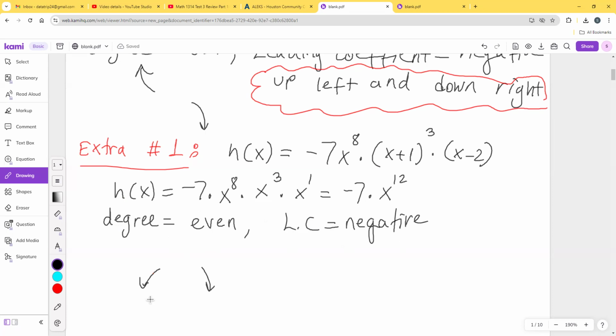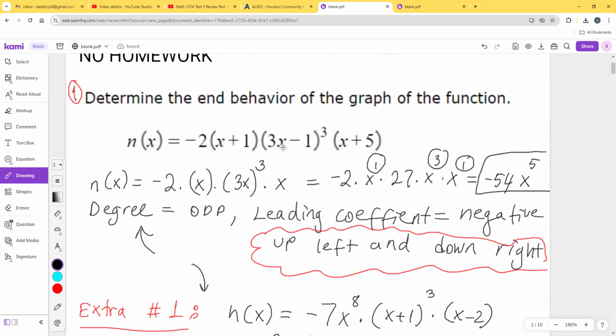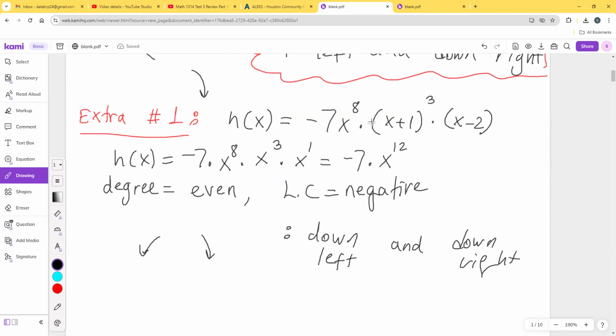Down, down. So if this shows up on the test, you will pick for this question down left and down right. Yes? Is it easy now? Yes. So in the previous question, we did 3 to the power 3, because there we cared for the entire 3x. But here, all we had was x's. We didn't have numbers inside the parentheses, so we didn't have to raise them.